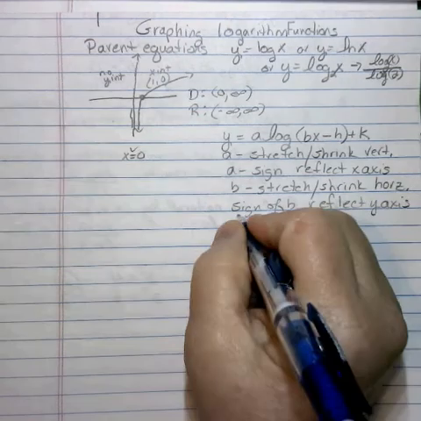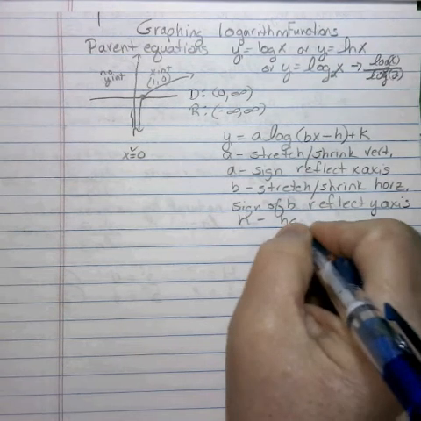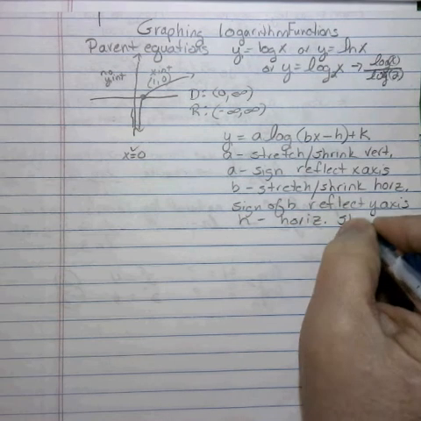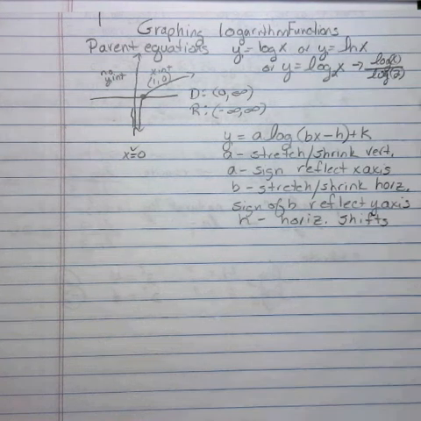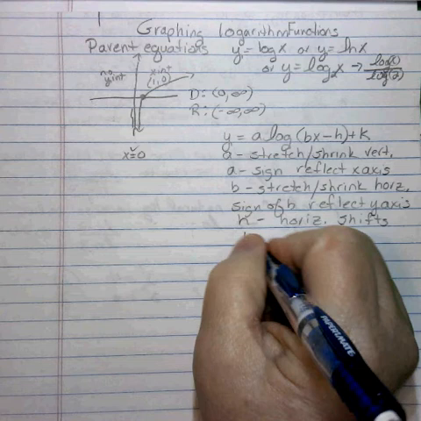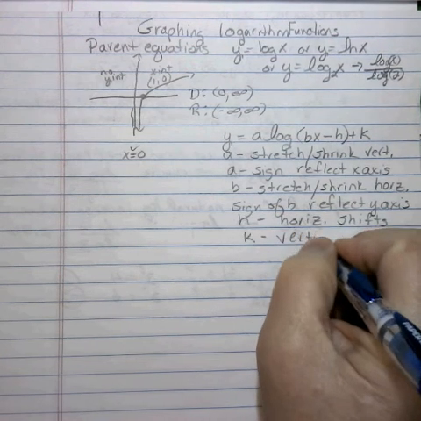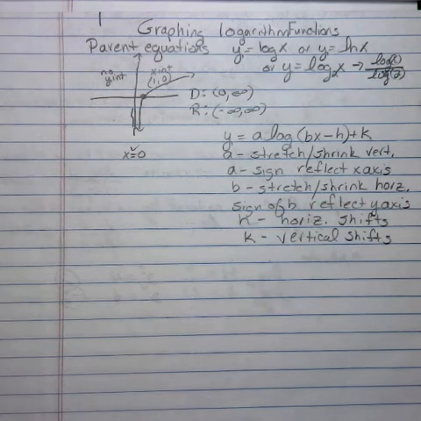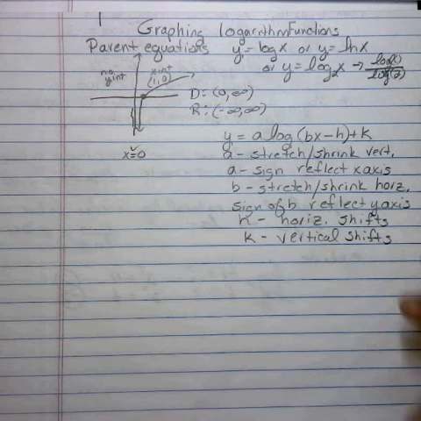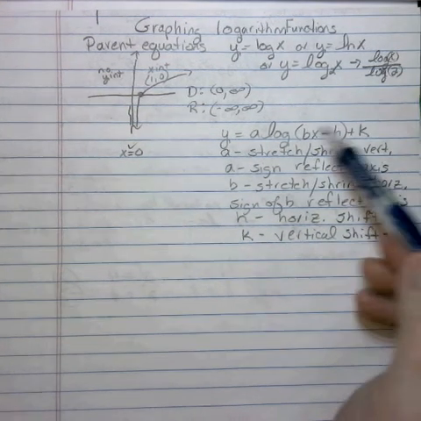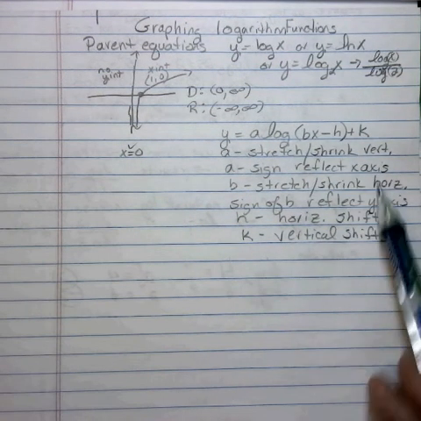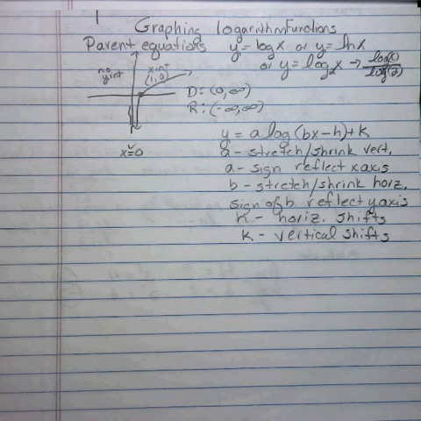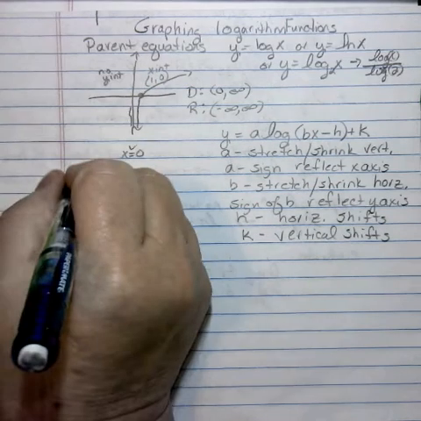The value of h is going to give us horizontal shifts. Again, that's going to be opposite the sign. So positive is going to shift us left, negative is going to shift us right. The value of k is going to give us vertical shifts. And it will be the same as the sign. A positive is going to shift us up, a negative is going to shift us down. So again, once we understand the shifts with any function, these are basically the same regardless of what that function is. So let's look at this example.